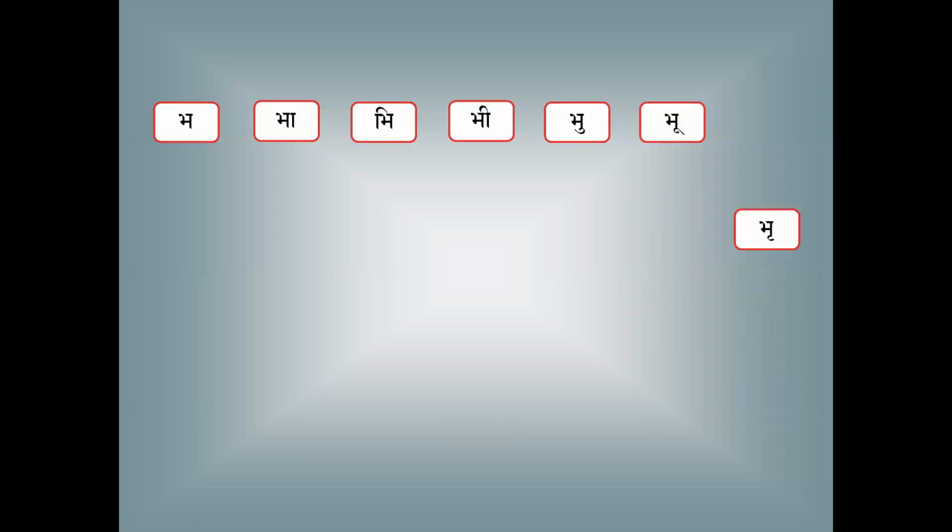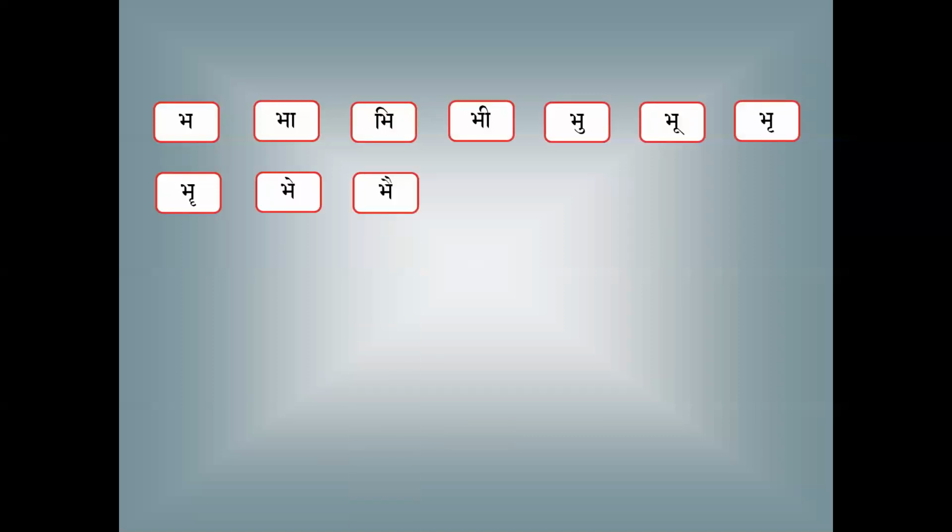Bha. Bhi. Bhu. Bhr. Bhe. It is not bhe, because A is A, long. Bhai. Bhau. Bho. Bham. Bha. Yes. Next person.